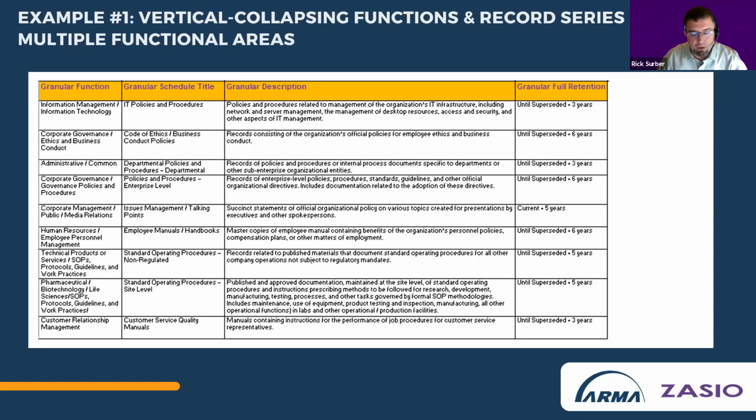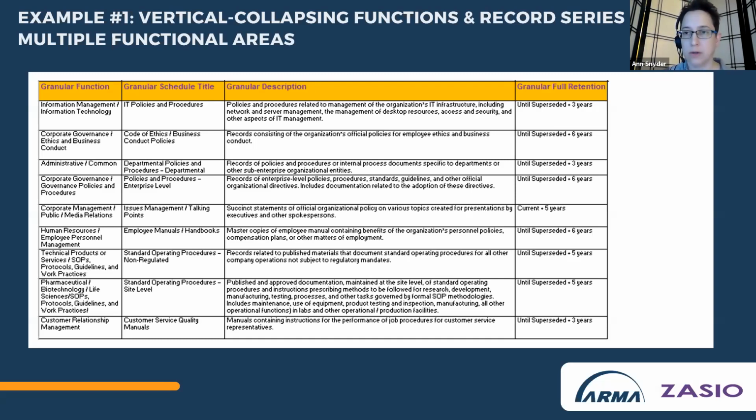Whereas the second type of sprawl, horizontal sprawl, would be consolidation within a function itself or a department itself. So multiple related categories that can be consolidated into one category with processes within one department or function. Okay, so in this first example here, we're calling this one vertical sprawl. This is the collapsing across functions.